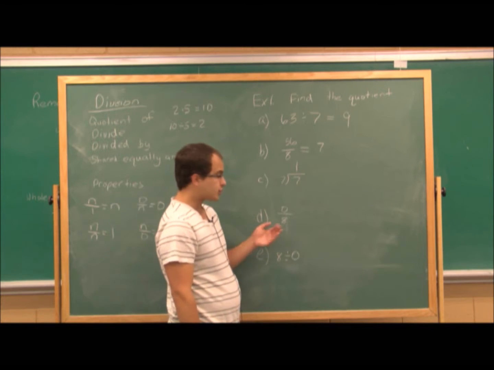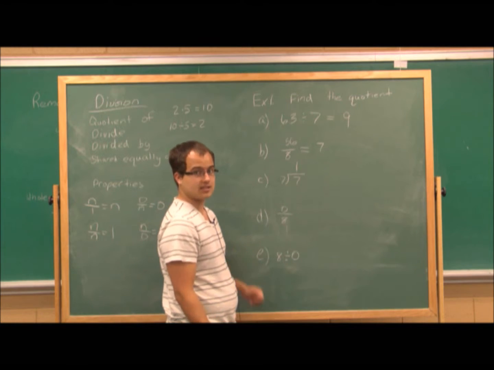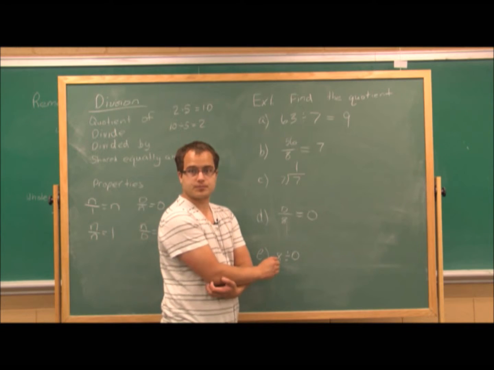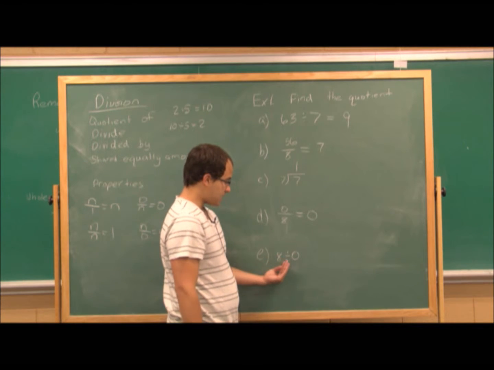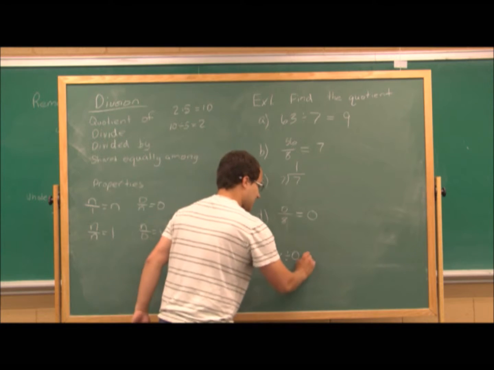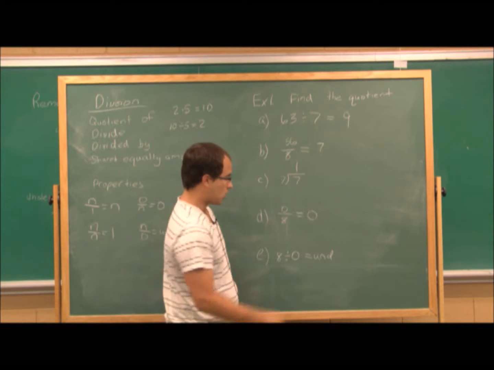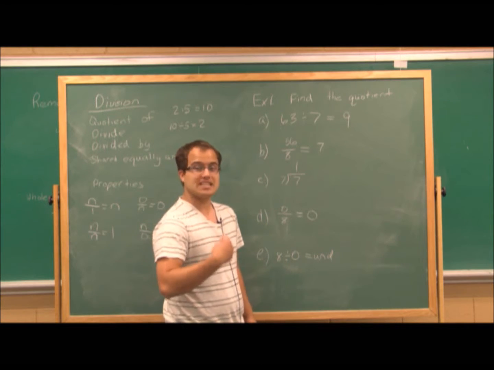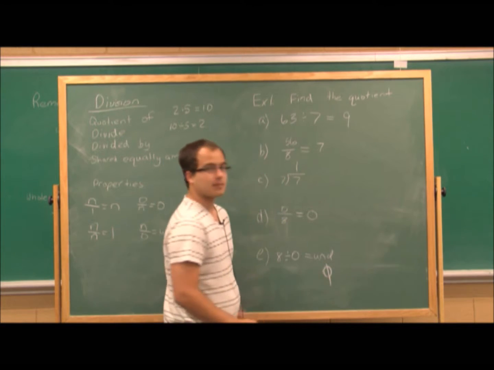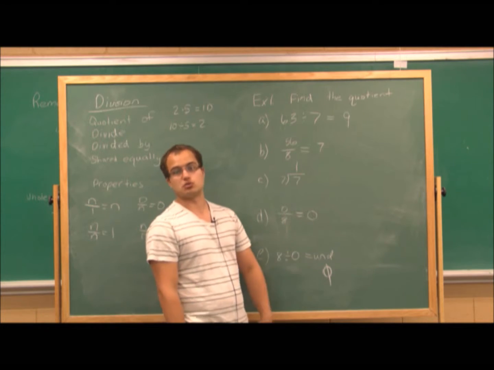D, according to our properties, 0 divided by any number, so 0 divided by 8 in this case, is always equal to 0. And then 8 divided by 0, well, according to another one of our properties, that is always undefined. Or another way to write that is that an empty set or no solution would be a circle with a cross. That might be a way you might see it written also. That just means undefined or no solution.